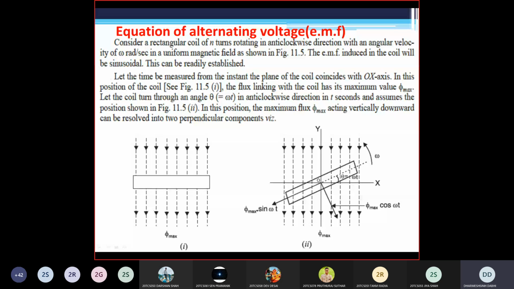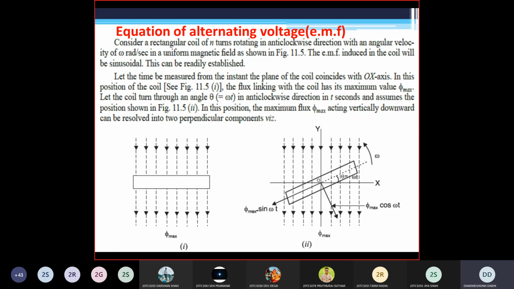It means phi max when the coil coincides with the OX axis. Let's assume that the coil turns at angle theta in the anti-clockwise direction in t seconds, and assume the position as shown in this figure here. You can see that now the coil is rotating from the OX axis and reaches angle theta. Now in this position, the maximum flux phi max is acting in the vertically downward direction.